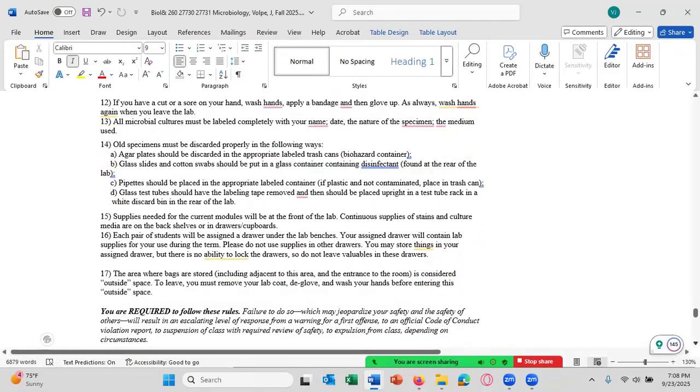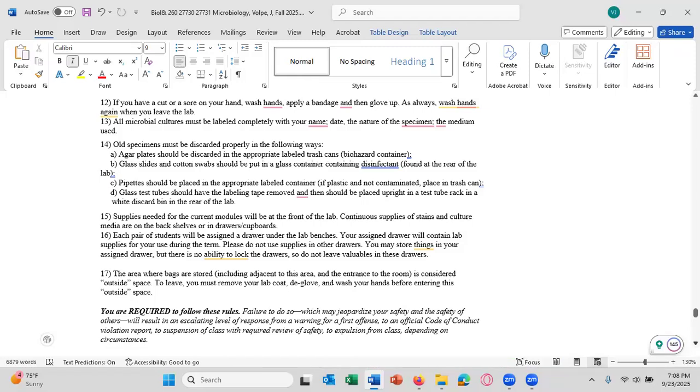If you have a cut or a sore on your hand, you should go wash your hands the normal way, then go to the first aid kit and put on a Band-Aid, and then put the glove over the Band-Aid. When you leave the lab, you should take off the glove, obviously take off the lab coat, and go wash your hands. If you want a fresh Band-Aid, you can then go to the first aid kit, put on a fresh Band-Aid, and then leave in the normal fashion.